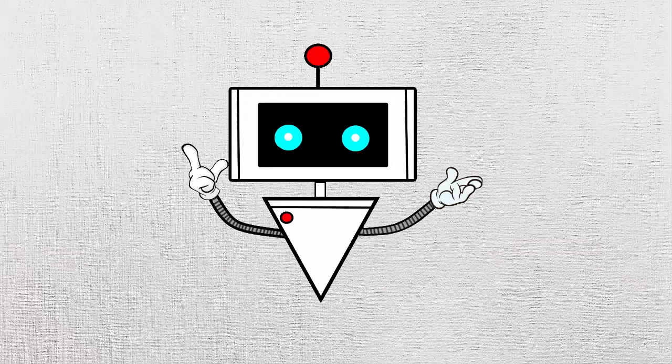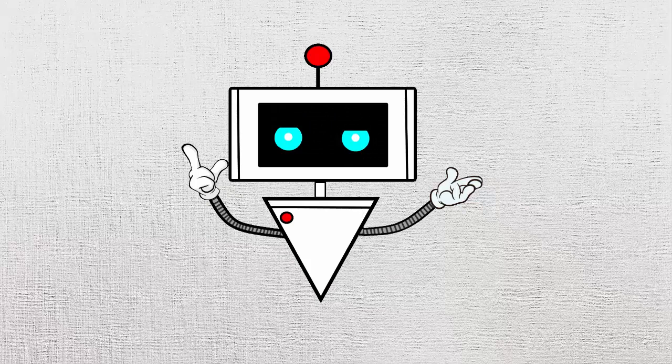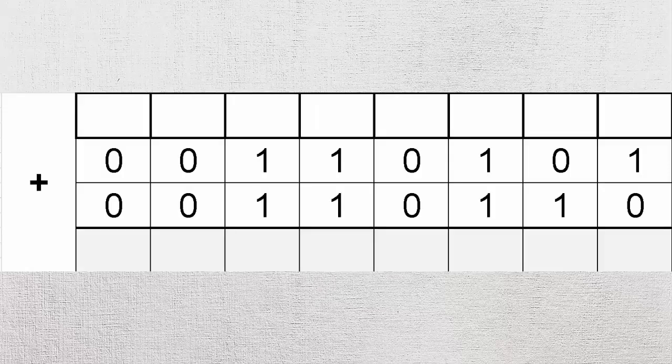Now before we start, let me clear up a few things. 1 plus 1 is 10, and 1 plus 1 plus 1 is 11. This will make sense later on. Okay, so let's do this. We now work from right to left. Okay, 1 plus 0, that's 1. So 1 now goes into this bit. Next bit. 1 plus 0, that is also 1. So 1 goes into this bit.